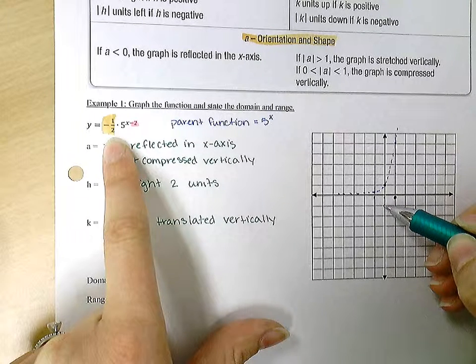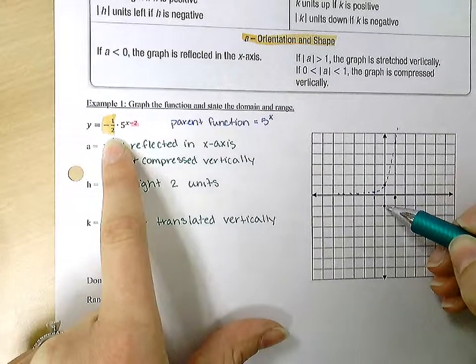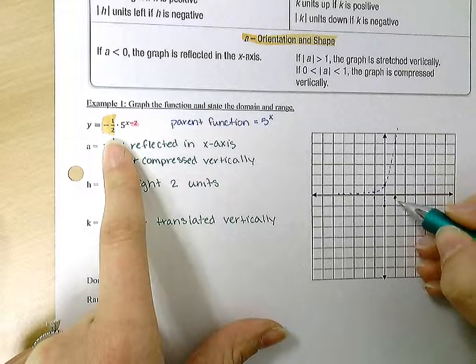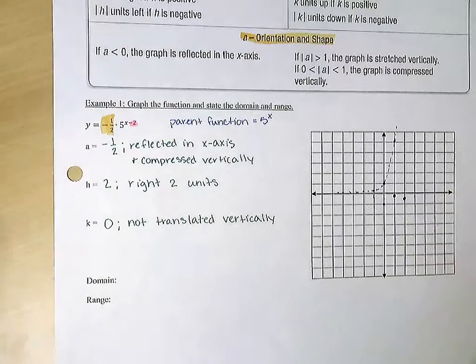If I multiply -1 by 1/2, what do I get? -1/2. -1 times 1/2 is -1/2. Okay, so it's at -1/2. And then move it right 2 units. 1, 2. It's right here.